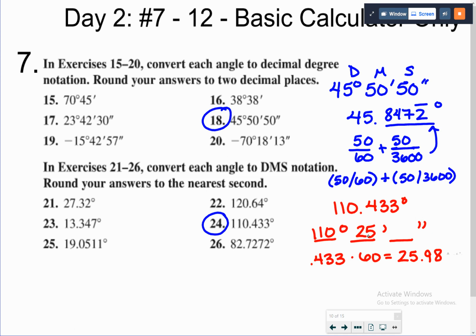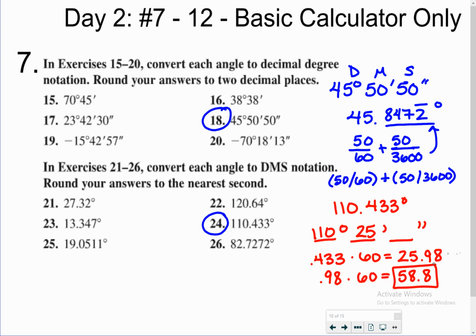And then we still have part of a minute, 0.98. So we're going to convert that now to the next unit. That's what's left over. So if I have minutes and I want to convert to seconds, what do I have to multiply by? 60 again. So 0.98 times 60 gives me 58.8. This final number, if it's still a decimal, you're going to round to the nearest second. So I'm going to say 59 seconds. Okay. Any questions on that one?